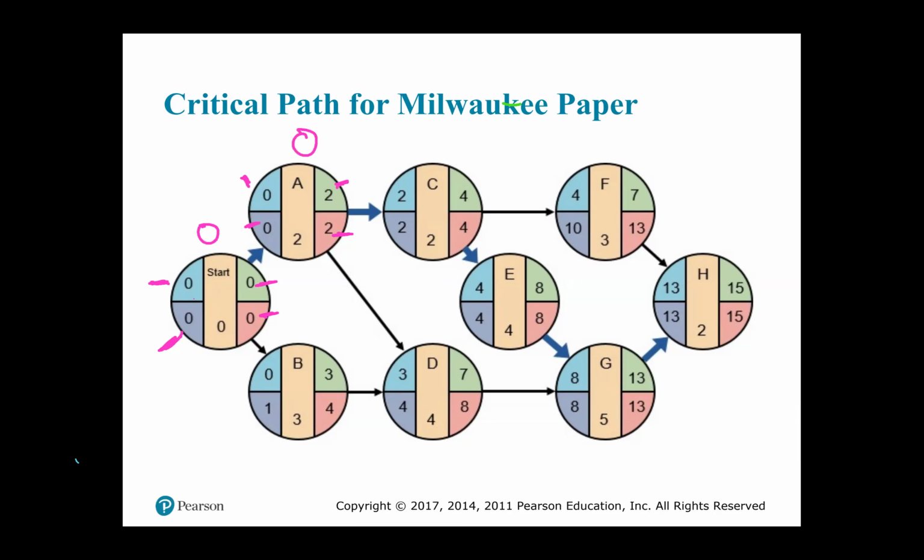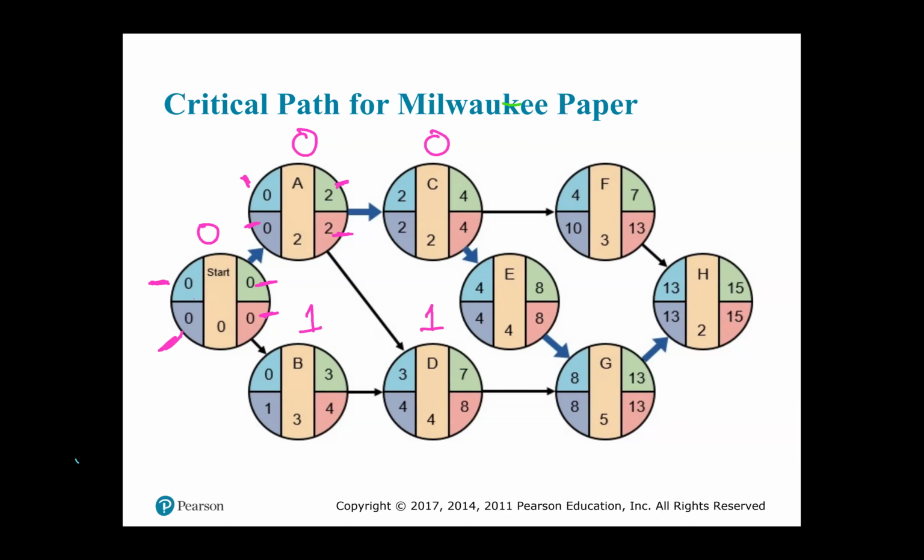For B, it is 1 minus 0, which is 1, or 4 minus 3, which is 1. For C, it is 2 minus 2 or 4 minus 4. Either way, the result is 0. For D, it is 4 minus 3 or 8 minus 7.